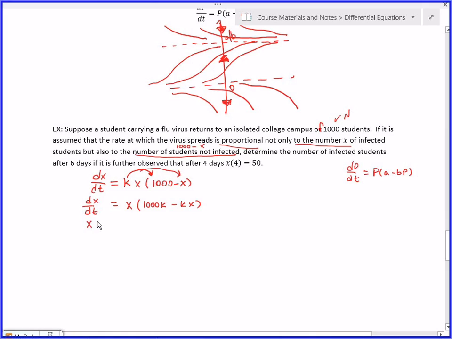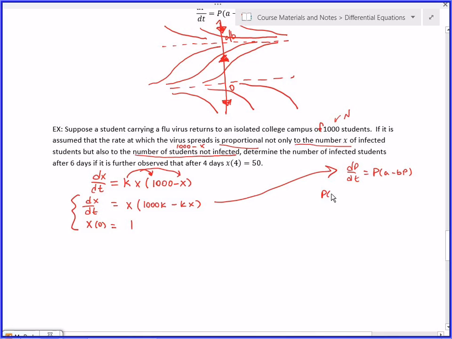And by the way, what's my x at 0? How many students are infected? Yeah, exactly, Matt. 1. 1 student returns infected. So 1 in my entire population is infected. We're going to model how many are infected over time. So instead of having to solve this, we now take advantage of the fact that this is exactly that equation. Right? And we know the solution to that one.